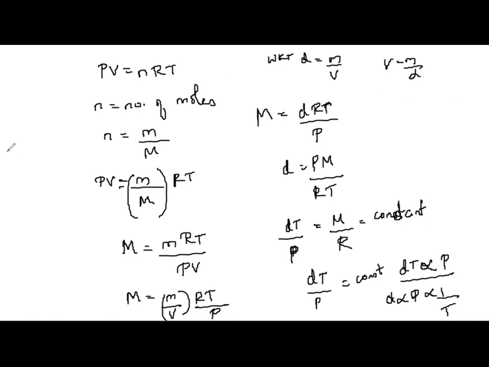If you want to measure the density of a gas at STP, you can say it is M upon Vm. What is Vm? It is the molar volume, 22.4 liters. So this is the density of gas at STP. So this is all about the ideal gas equation. Okay, let us see.